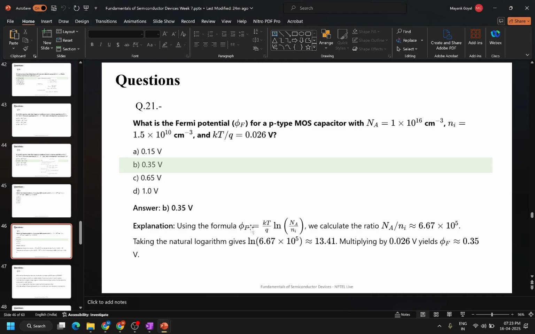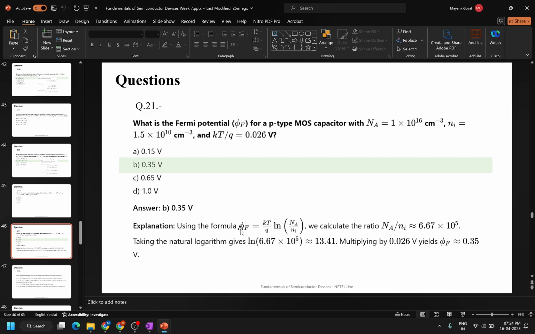So you use this formula: phi F equals KT by Q ln Na by Ni. So you see it's the same formula. Na is 1 into 10 per 16, your doping density, which you are given in the question. And Ni you are given 1.5 into 10 per 10 per centimeter cube, the intrinsic carrier concentration. And KT by Q is given as 0.026. These are the same values you are given in question number 10.